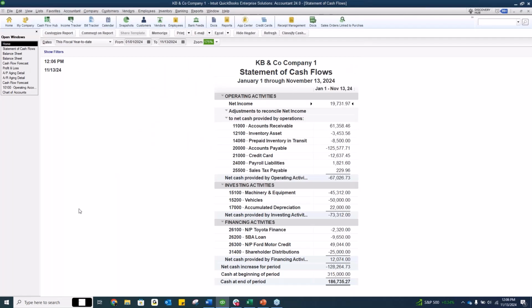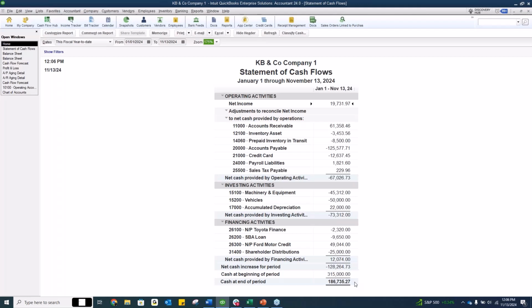We're going to go through each of these three sections: operating, investing, and financing, one by one. But first, I want to direct you to the bottom of the report. Cash at the beginning of the period and cash at the end of the period. This is really what the cash flow statement helps us to understand. How did my cash get used up in this period? We are looking to solve how our cash started out the year at $315,000 and ended the year at $186,000. This is what this report is going to help us solve.